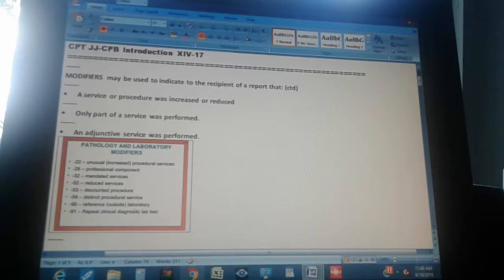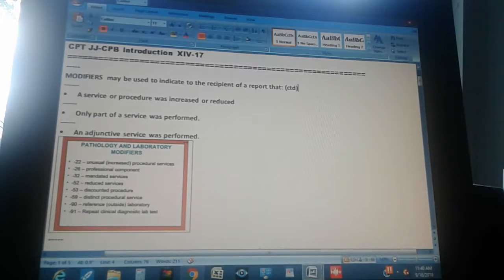Now the modifiers that we have in the cell at the bottom are just examples of pathology and laboratory modifiers, right? For instance, there is one that is very easy to understand: reduced services, the 52. If a complete service is not done, but just a reduced service, then you use the 52. Okay, that's our theory for today.